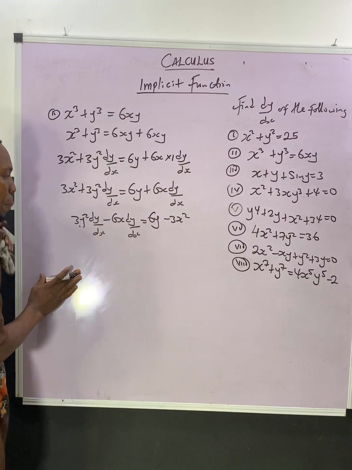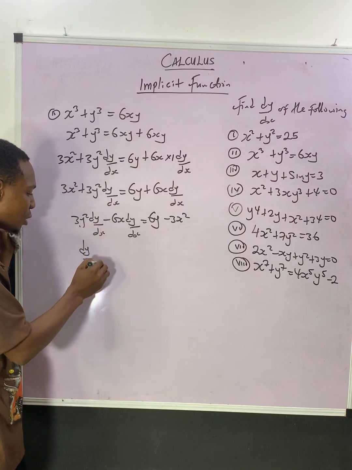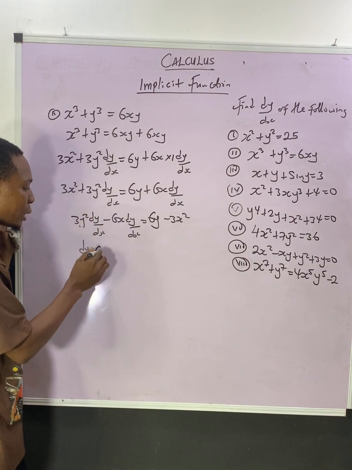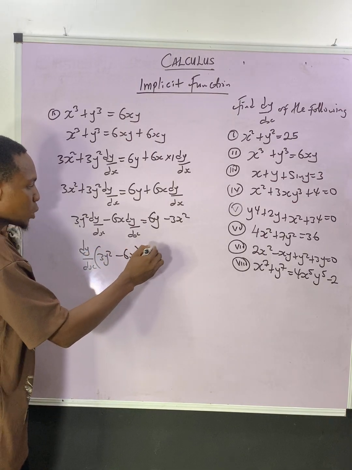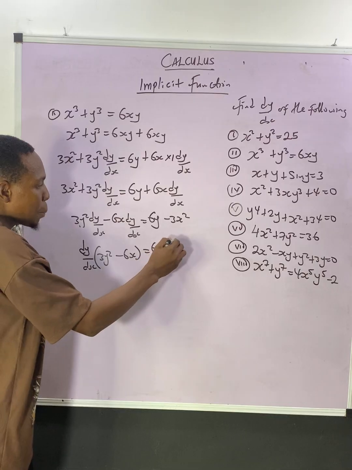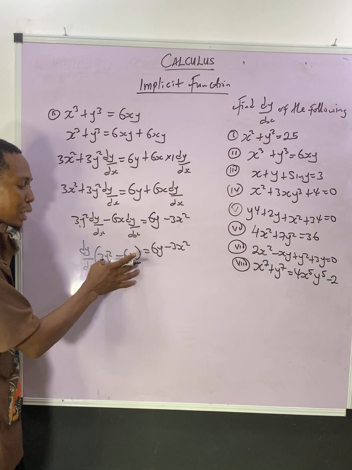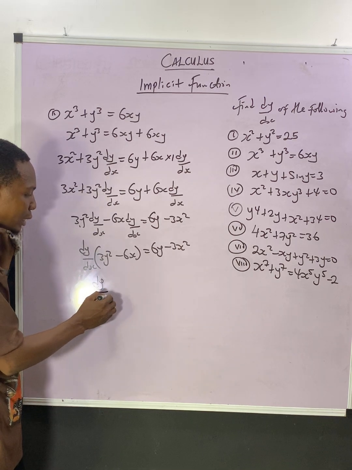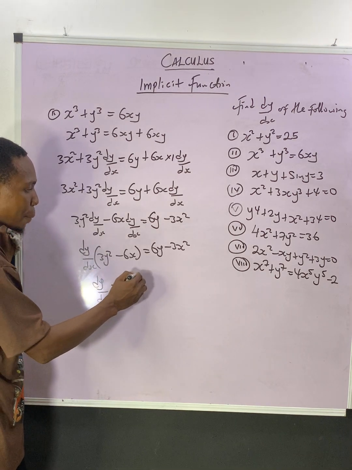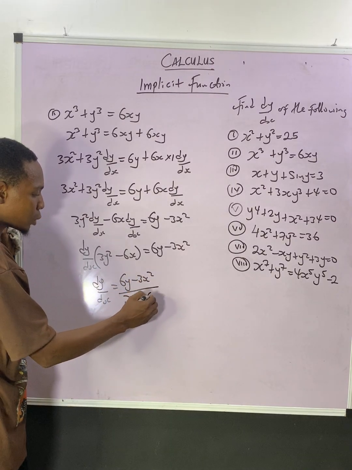So what's common here? dy dx is common. So you factor out dy dx. If you remove dy dx from here, what should be left here? 3y squared minus 6x, then equals to 6y minus 3x squared. So this time around, to get dy dx, divide both sides by the coefficient of that. So our dy dx is going to be 6y minus 3x squared all over 3y squared minus 6x.